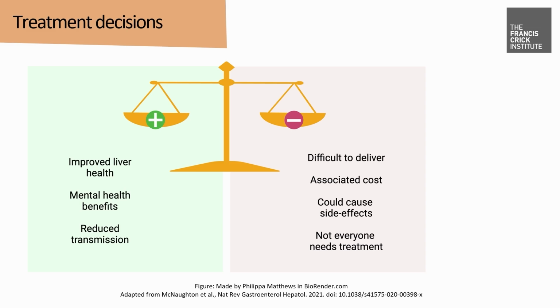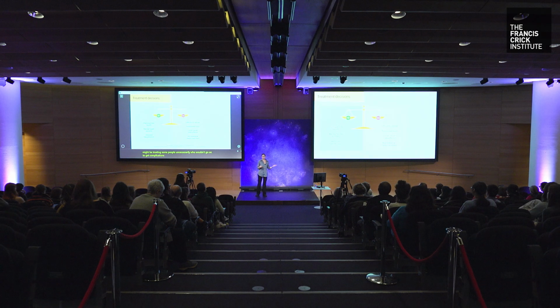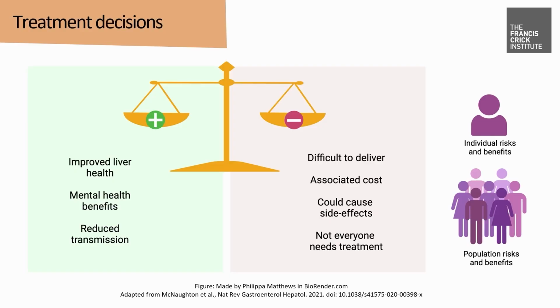We might be treating some people unnecessarily who wouldn't go on to get complications, and not everyone either needs or wants to take long-term treatment. And so we've also got to consider the balance for individuals and also across populations. What's the balance of risks and benefits?